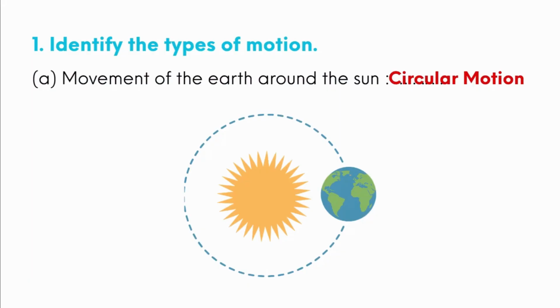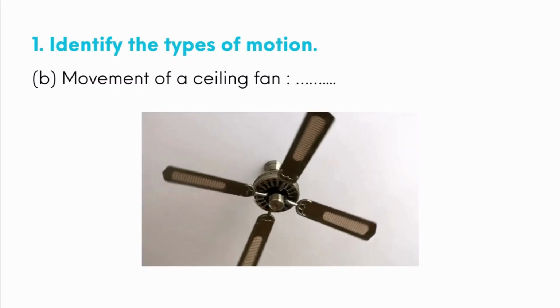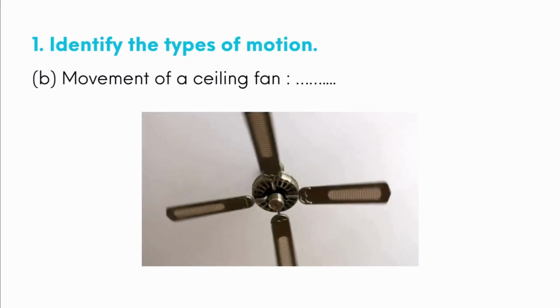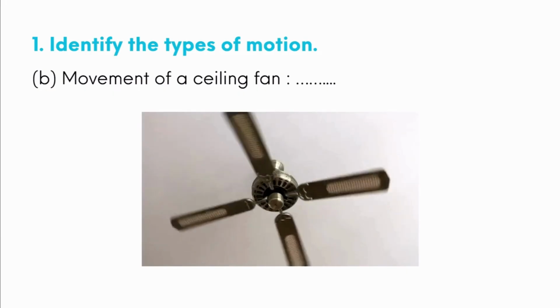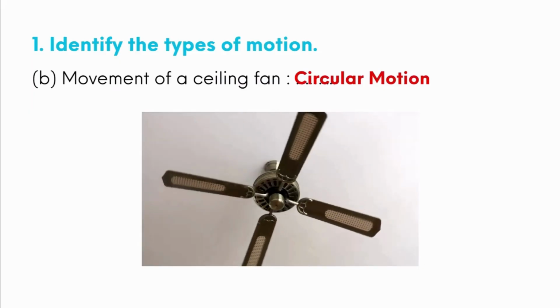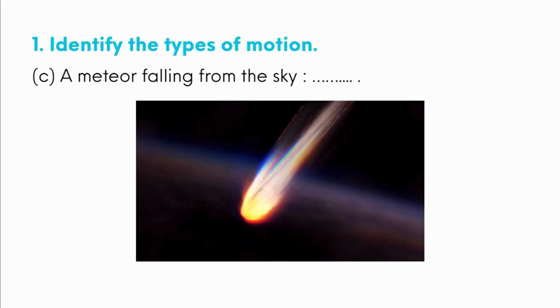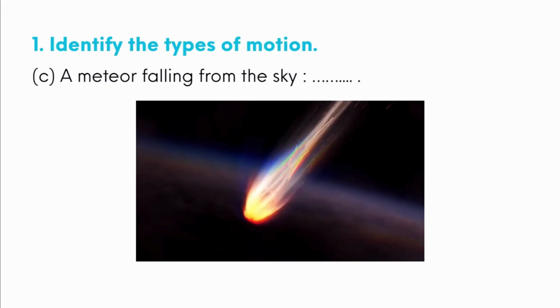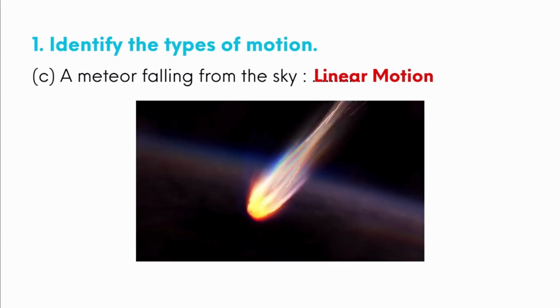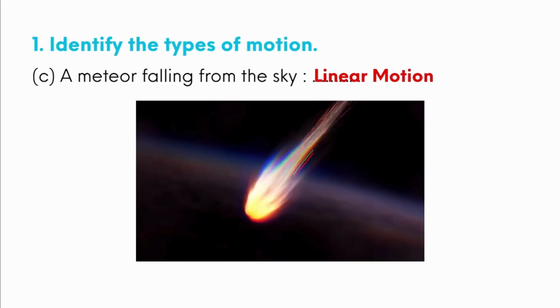Next is movement of the ceiling fan. We can see the ceiling fan is moving in a circular path. Therefore, movement of the ceiling fan is a type of circular motion. Next, a meteor falling from the sky. We are looking at a meteor falling in a straight line. That's why a meteor falling from the sky is a kind of linear motion.